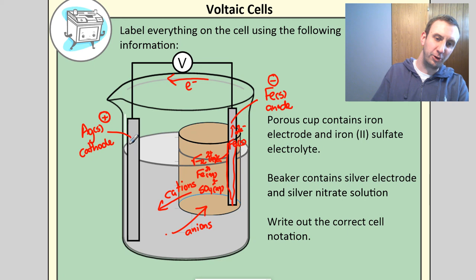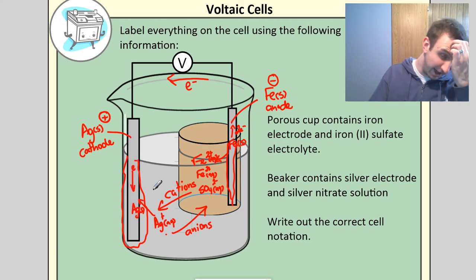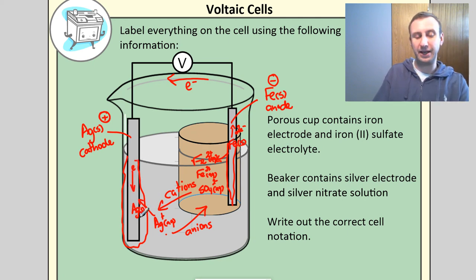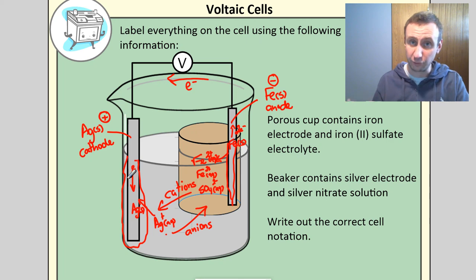And then for the silver, over time, this is actually going to be growing, getting larger. I'm going to be getting silver plated on here. And why that happens is because I have Ag positive aqueous that is meeting up with the 1 electron that it takes for this to happen. And then I'm going to end up getting silver solid plated on my cathode. It grows while the anode is going to be shrinking.